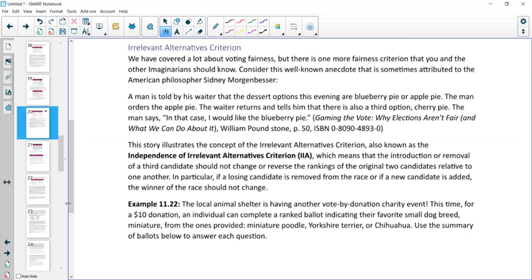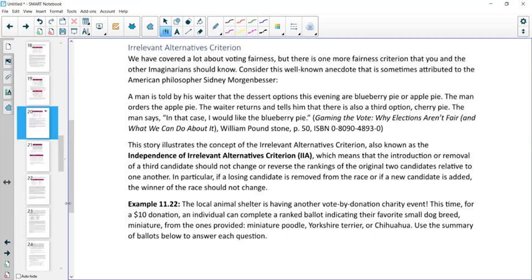So we've covered a lot of voting fairness, but there's one last fairness criterion that you and the other Imaginarians should know. Consider this well-known anecdote that is sometimes attributed to American philosopher Sidney Morgenbesser. A man is told by his waiter that dessert options this evening are blueberry pie or apple pie. The man orders the apple pie. The waiter returns and tells him that there is also a third option, cherry pie. The man says, in that case, I would like the blueberry pie.